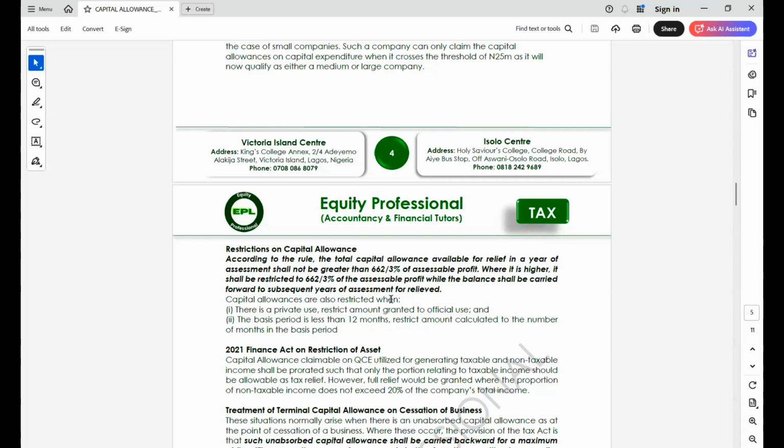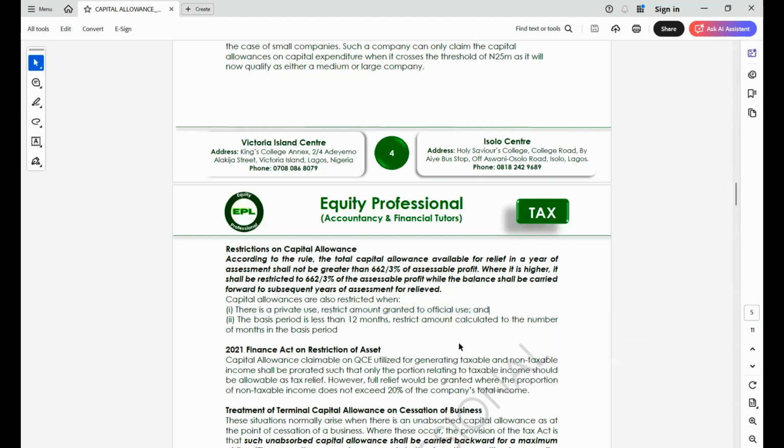So manufacturing company and agro-allied, which is agricultural business. So there may also be an element of restriction of capital allowance where there is an element of private usage, where you are using any of that asset for private usage. So not all the amount will be claimable. It will be restricted to only the one for official use.